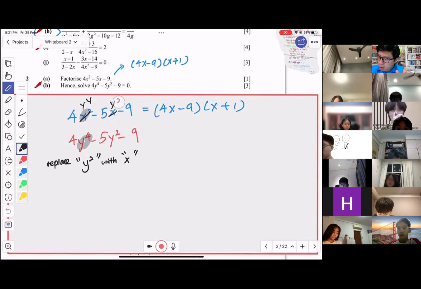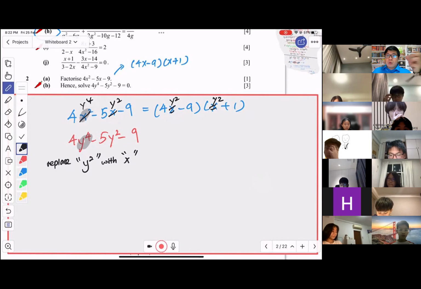5x will be y power 2. 4x will be y squared. This will be y squared. Okay, so this is just substitution. I replace all the variables with y squared.